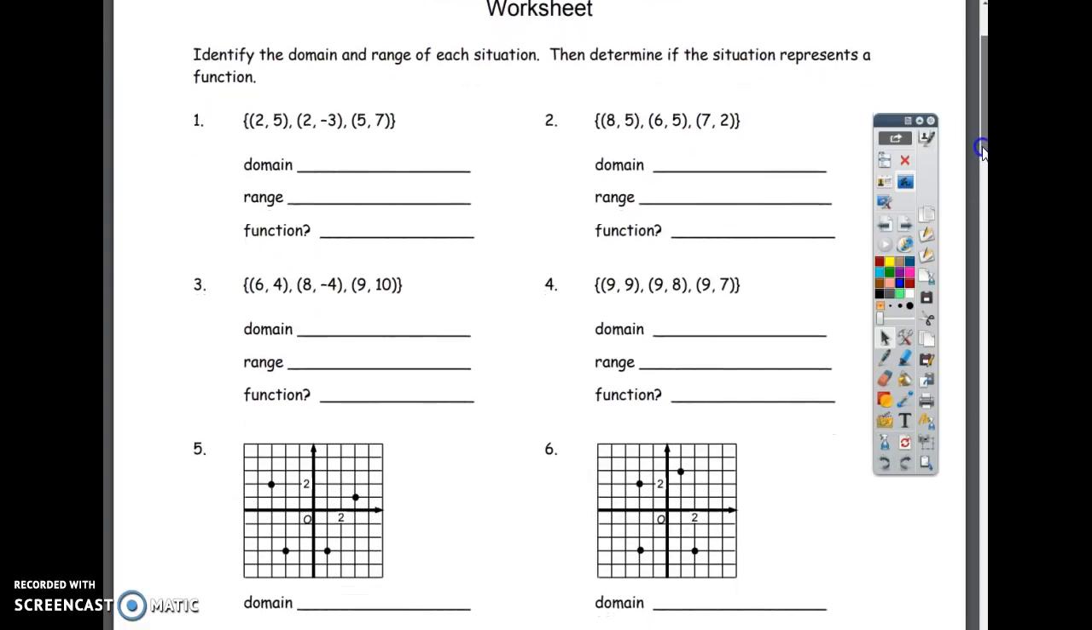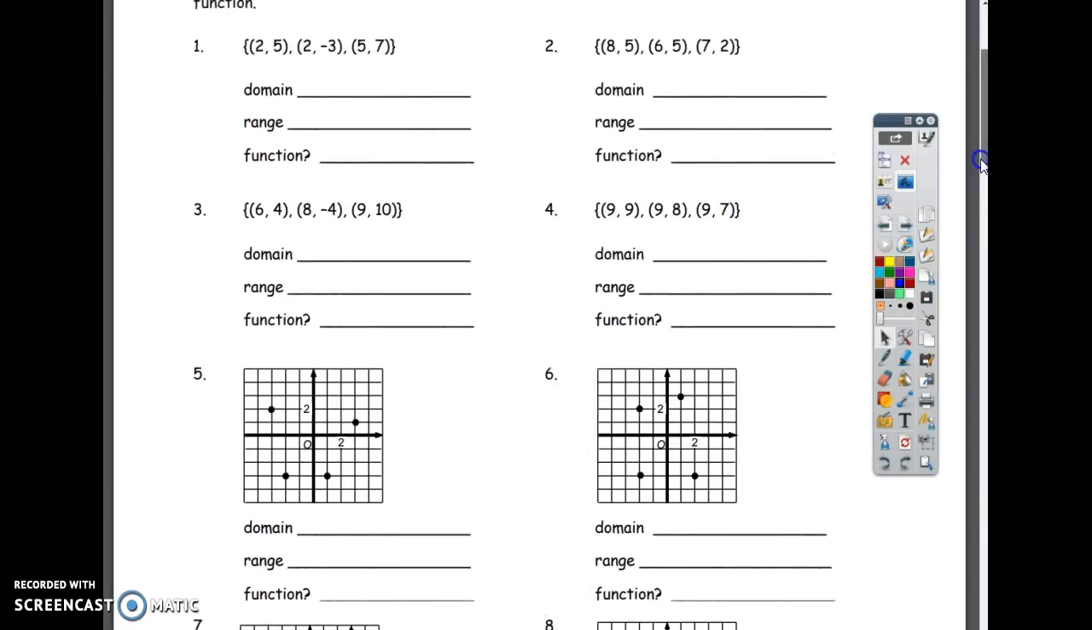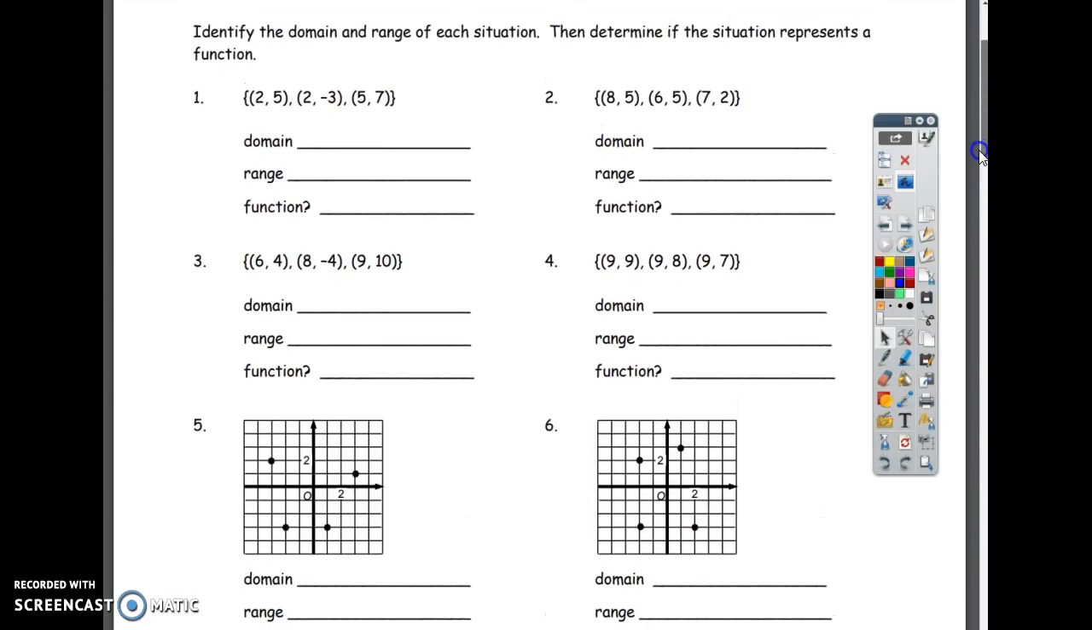So we have problem 1, 2, 3, 4, 5, and 6 are all discrete functions. So for example, number 1, when it asks me for the domain, just give me all the numbers that you see on the X. So that's 2, 2, 5. Don't repeat the numbers, so you would just say 2 and 5. And you would close it with a set bracket.